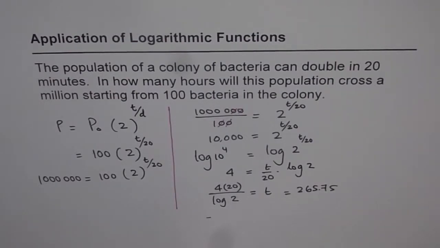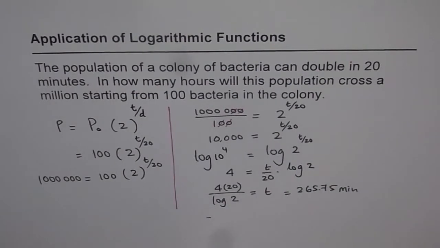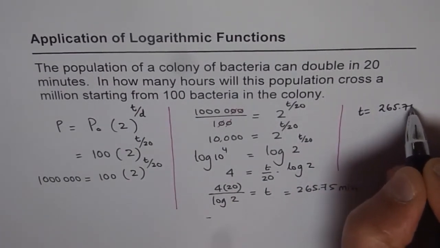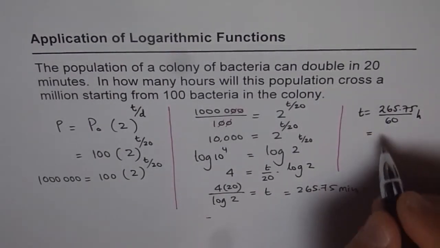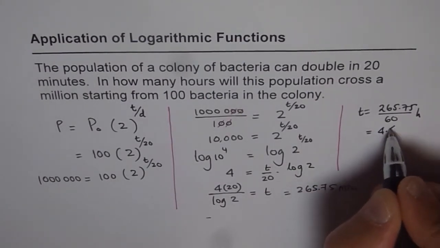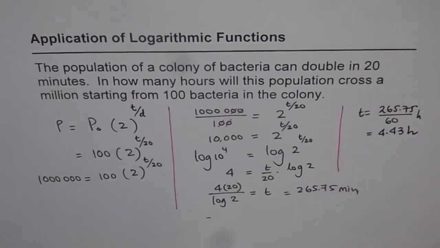This t is in minutes. So we can convert this into hours, right? We can divide it by 60. And we get 4.429. So let's write down our answer here, which is t equals 265.75 over 60 to get it in hours, and we get our answer as 4.429, or 4.43 hours, right? So that is how we can get the answer.